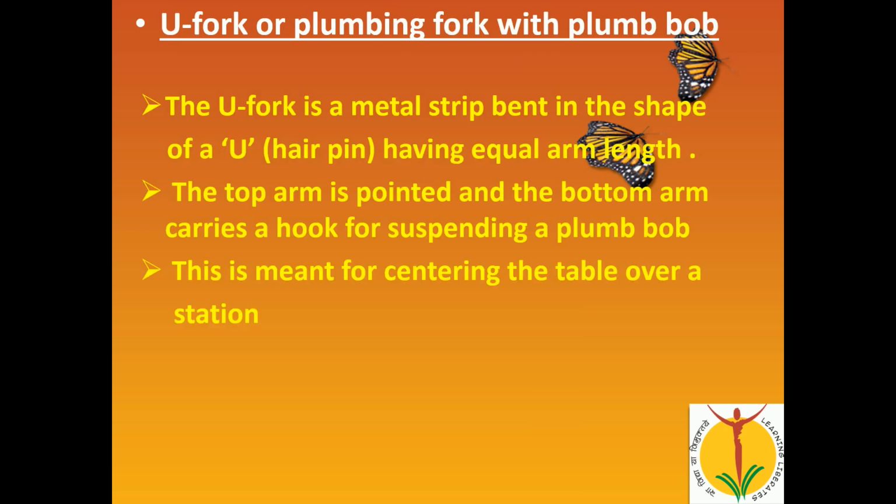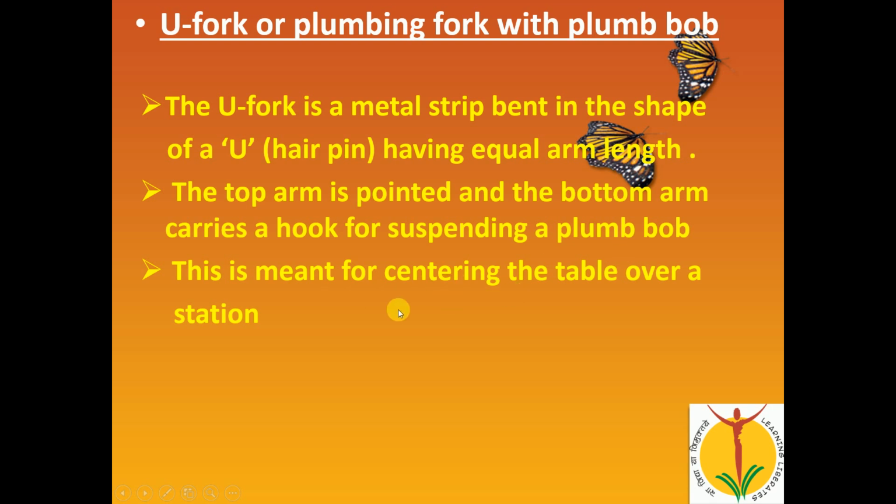U fork for plumbing with the plumb bob. It is very important because when you are going to transfer the ground point onto the table, or a table point onto the ground, for this purpose you are going to use a U fork. The U fork is a metal strip bent in the shape of U like a hairpin having equal arm lengths. The top arm is pointed and the bottom arm carries a hook for suspending a plumb bob. This is meant for centering the table over the station.